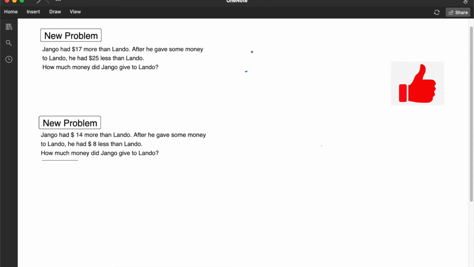We can solve our two problems quite easily. In the first case, we need to take 25 minus 17. That is 8. 8 divided by 2 will give us 4. So the amount of money that Django actually gives is 17 plus 4, or $21.